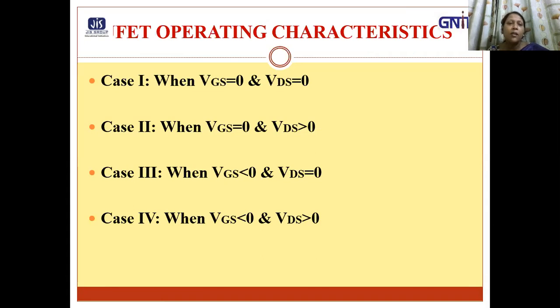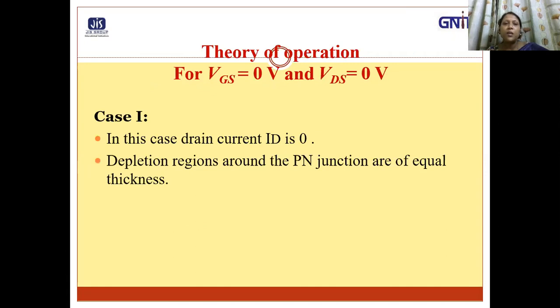Case 1 is when VGS is 0 and VDS is also 0. That means gate to source voltage is 0 and drain to source voltage is also 0. Case 2 is when VGS is 0 but VDS is greater than 0, or increased from 0. Case 3 is VGS less than 0 but VDS equals 0. Case 4 is when VGS is less than 0, that is decreased from 0, but VDS is greater than 0, that means increased from 0. So let us start with case 1.